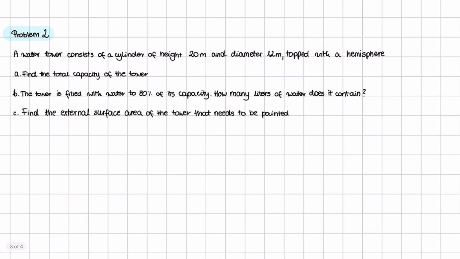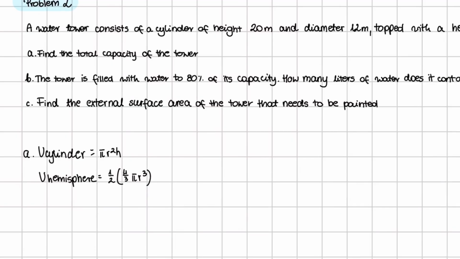Problem 2. A water tower consists of a cylinder of height 20 meters and diameter 12 meters, topped with a hemisphere. A. Find the total capacity of the tower. So firstly, let's write the formulas for the capacity of a cylinder and hemisphere. So capacity is basically volume, and you have these formulas in your booklet. So these are our formulas, and you're not given hemisphere volume formula in your booklet.